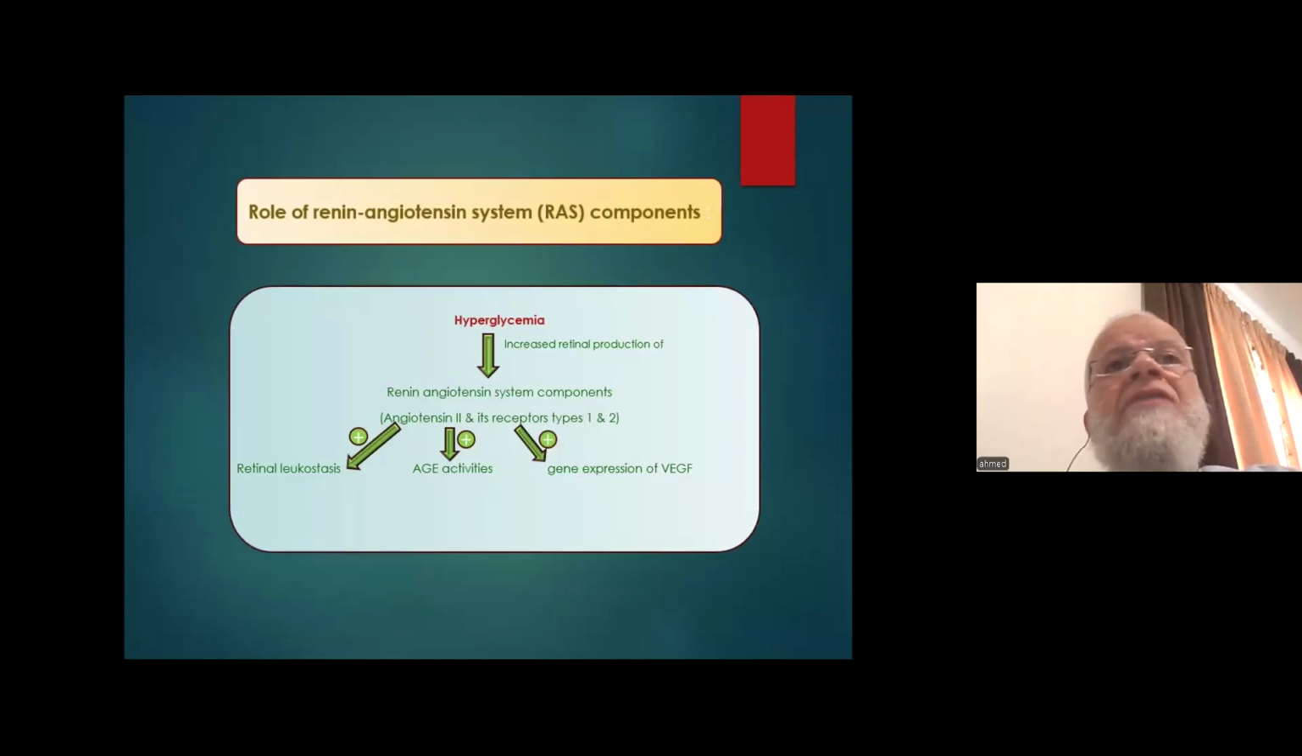Then we have drugs which inhibit the renin-angiotensin system, which produces angiotensin 2 and its receptors type 1 and 2, causing retinal leukostasis, advanced glycation end product activities, and gene expression of VEGF.